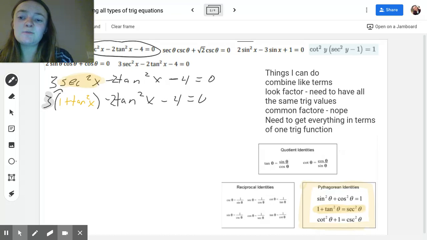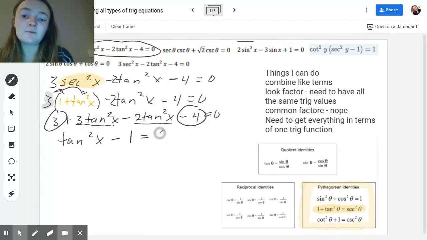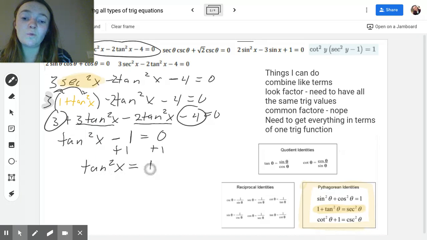If I distribute the 3 in, I'm going to get 3 plus 3 tangent squared x minus 2 tangent squared x minus 4 is equal to 0. 3 tangent squared x minus 2 tangent squared x is 1 tangent squared x. 3 minus 4 is minus 1, is equal to 0. So we're getting really close to solving this. We're going to add 1 to both sides, and so what I'm going to get is tangent squared x is equal to 1.